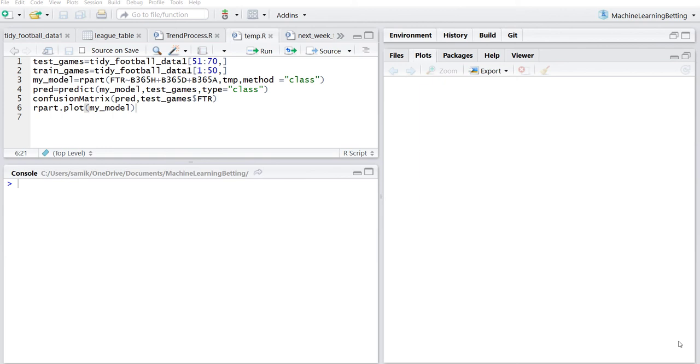I just want to check the model. The idea is that we have the games. So this is in our studio.